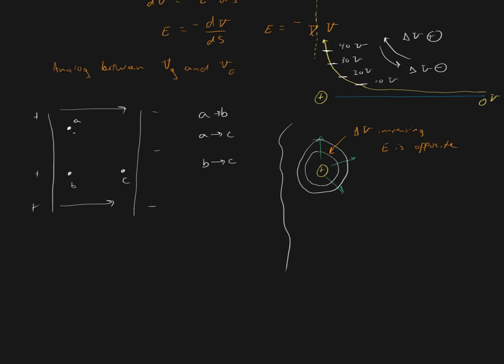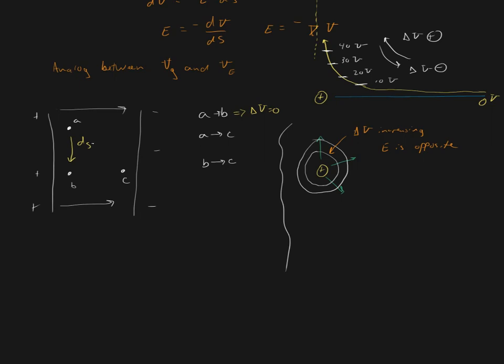Now, as we go from A to B, our path element ds is going to be pointing straight down our page from A to B. That is perpendicular to the electric field, and therefore the change in potential for going from A to B is going to be equal to 0.